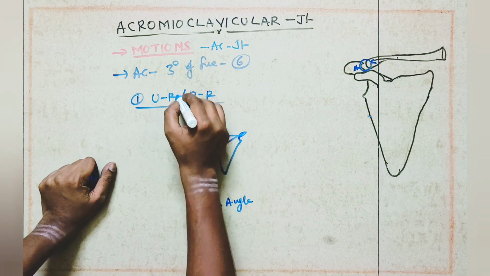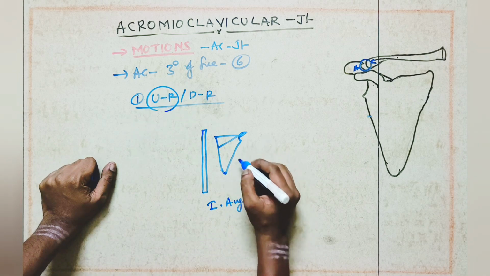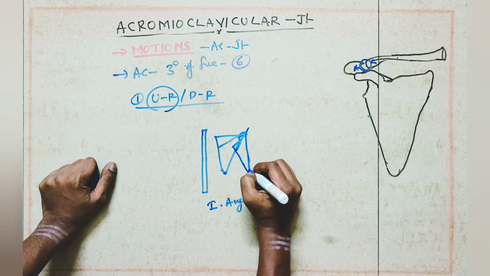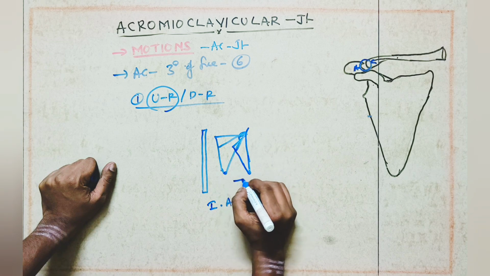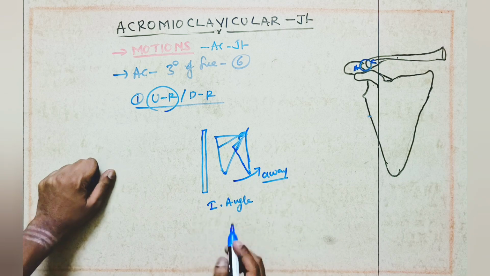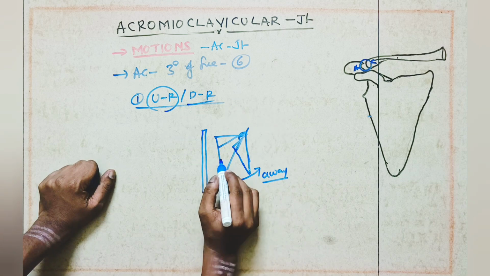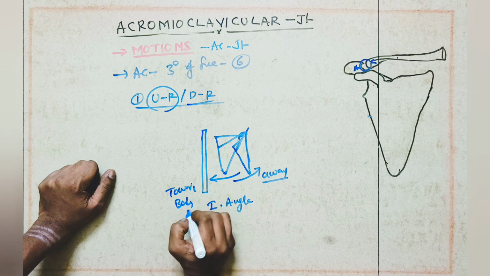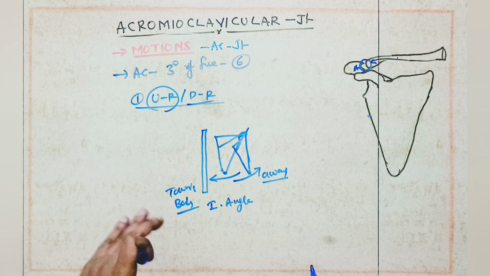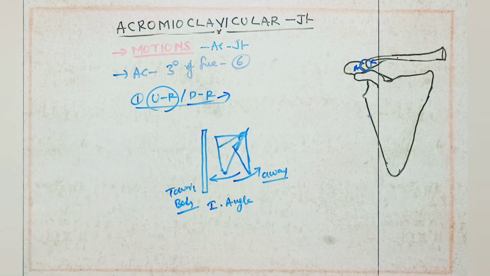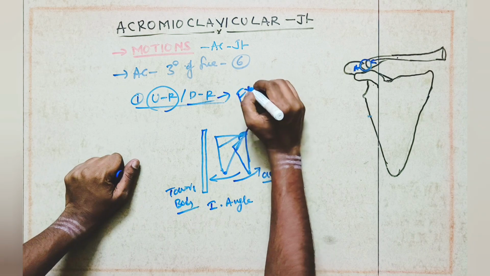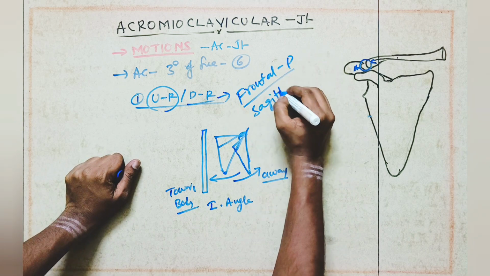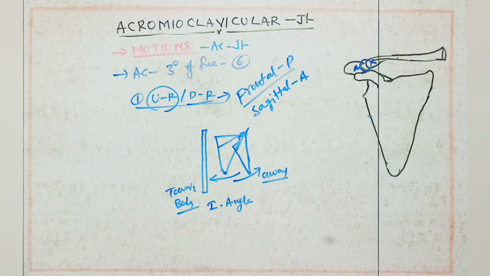Suppose upward rotation is happening. How will it happen? The scapula will move in this direction, so that the inferior angle of the scapula moves away from the body. If downward rotation is happening, the inferior angle will move towards the body. This movement happens in the frontal plane. Frontal plane means what is the axis? Sagittal axis. So this is about upward rotation and downward rotation.